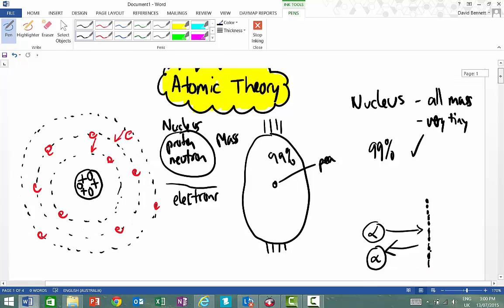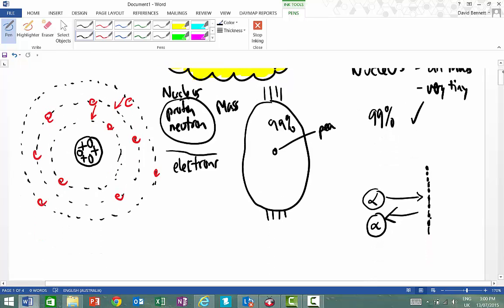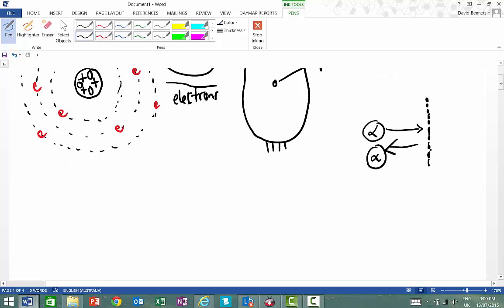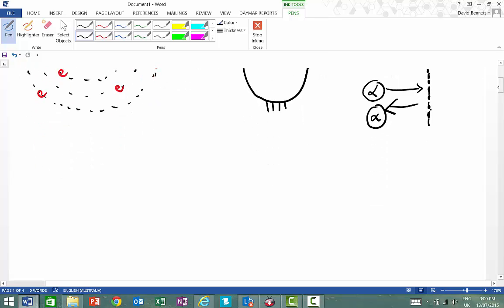So we have these electrons in fixed shells, and a nucleus which has all the mass. Now the question is, how do we know about these electron shells? Obviously there was some theory that related to that, and this is what we need to understand.